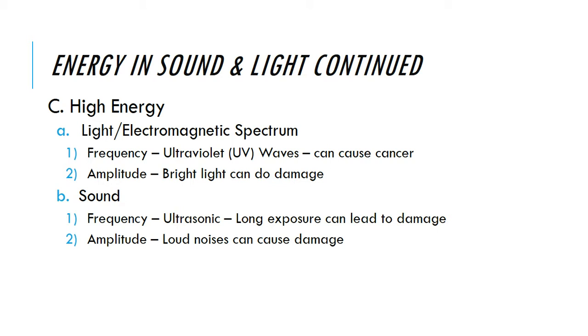We need to know that higher energy waves are going to be higher danger. An example of something with a high frequency might be ultraviolet waves. It could cause cancer. Amplitude, bright light can do damage. So the higher that frequency, on the test, something that a lot of you got wrong was you said UV waves are the most dangerous. But that's not true. Gamma rays have a higher frequency than UV waves and cause more damage than UV waves.